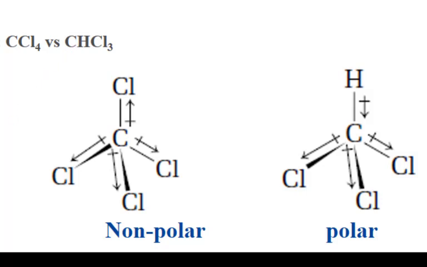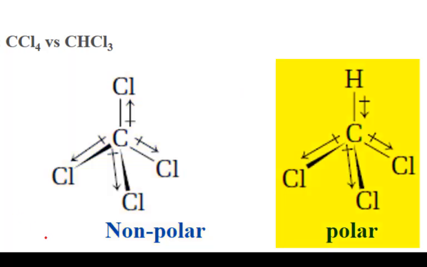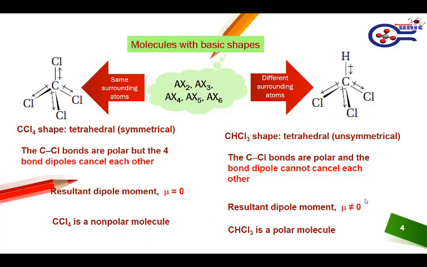Both have the same molecular shape, which is tetrahedral. But why is CCl4 said to be a nonpolar molecule while CHCl3 is a polar molecule? As I mentioned before, the shape of molecules will have its part in determining the molecular polarity. In this part, I will explain in more detail how CCl4 is said to be a nonpolar molecule.